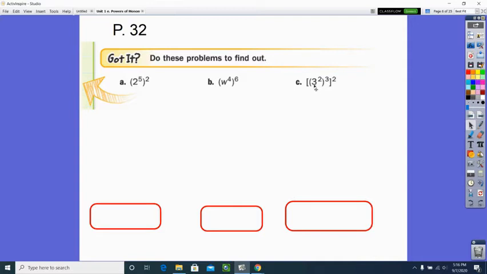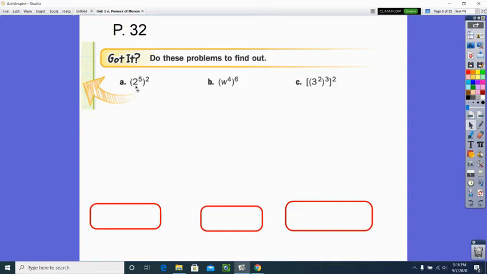Here you're going to take the 3, raise it to the 2nd, take the 3 to the 2nd, raise it to the 3rd, and you're going to take that and raise it to the 2nd again. Let's see what you think about that one. I'm going to ask you to pause the video and see if you can do A, B, and C.